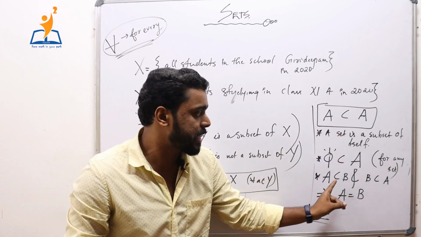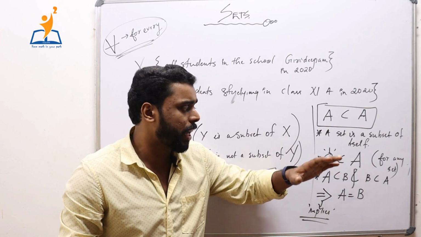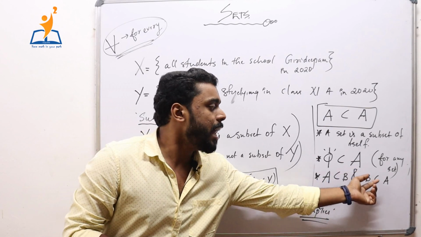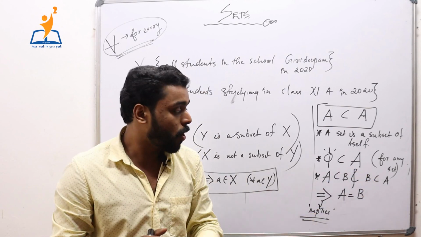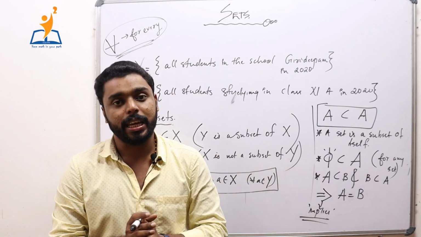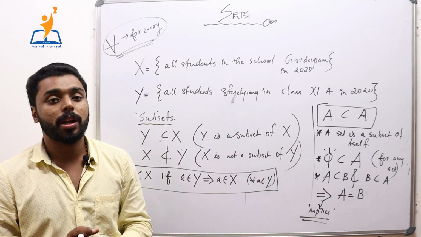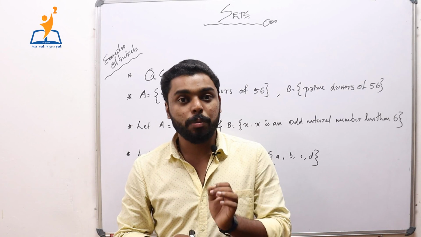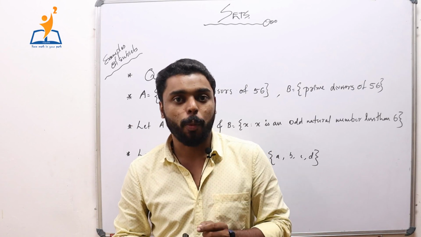A set is a subset of itself. Phi is a subset of A for any set. Phi is a null set. And if A is a subset of B and B is a subset of A together hold, then A equals B. So these are the very important points from the session on subsets. Now we shall discuss some examples from the topic of subsets.